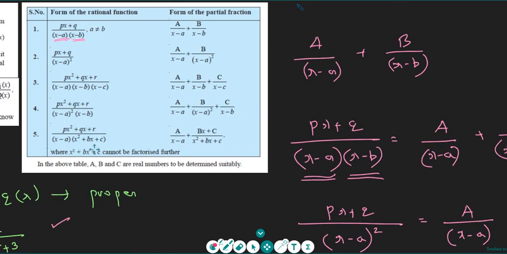And the fifth one is almost similar, but for the first linear term we give a constant a. For the quadratic one, since it cannot be further factorized, you have to follow this rule: capital Bx plus c divided by x squared plus bx plus c.